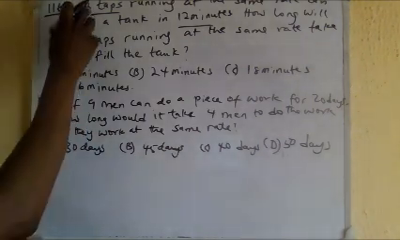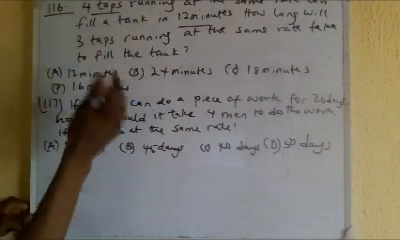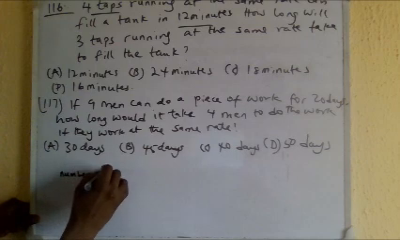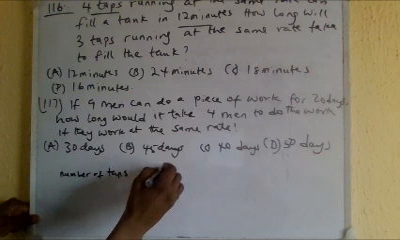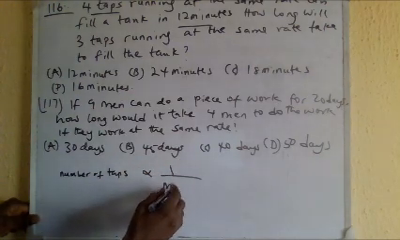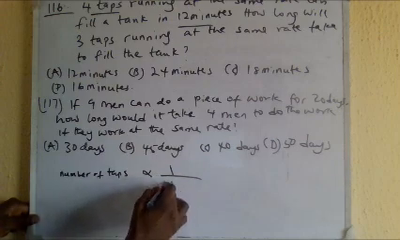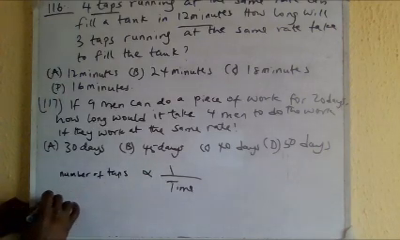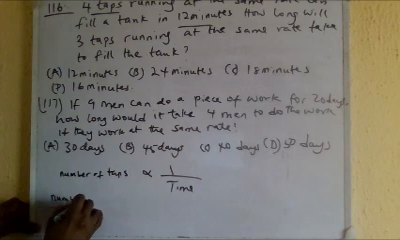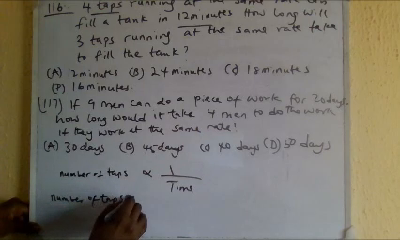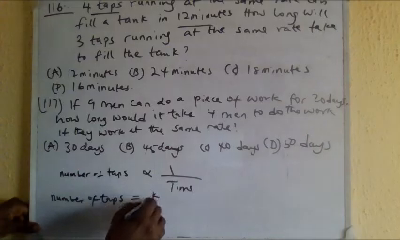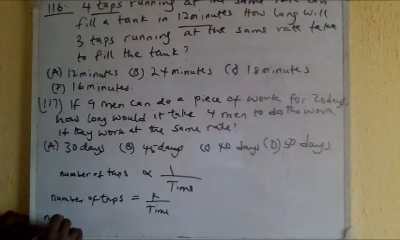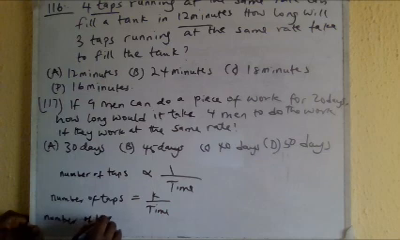4 by 12. Why? Because the number of taps is inversely proportional to the minutes, or to time. So by the time I introduce a constant, it means that the number of taps is equal to K over time. So the number of taps times time is equal to K.